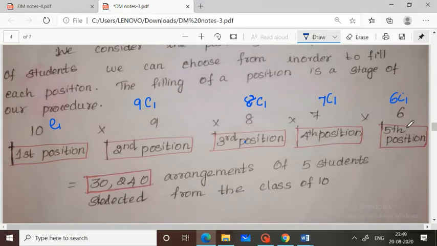Therefore the answer is, since I have to fill all the 5 seats, the first position, second position, third position, fourth position and fifth position: 10 into 9 into 8 into 7 into 6, which is equal to 30,240 arrangements of 5 students selected from the class of 10 students.